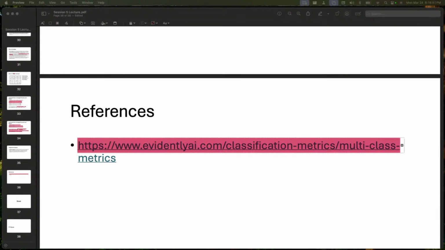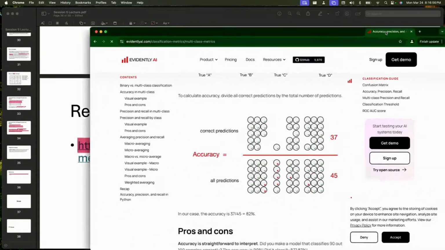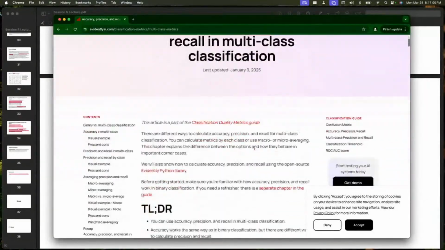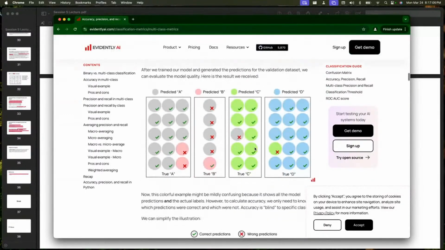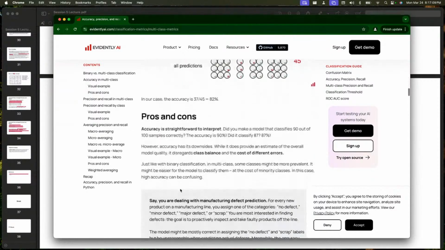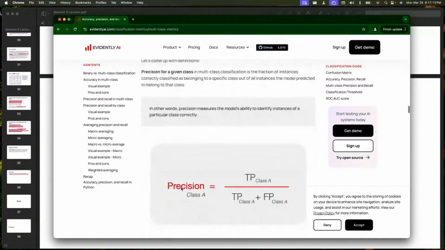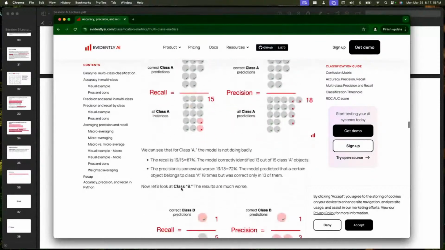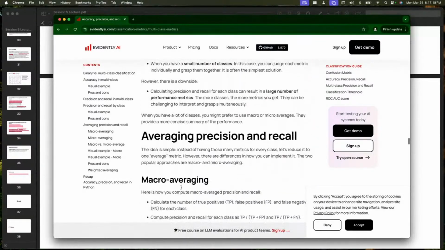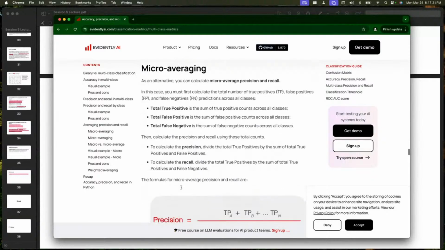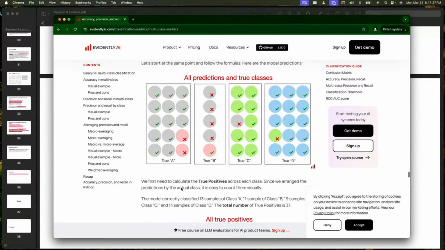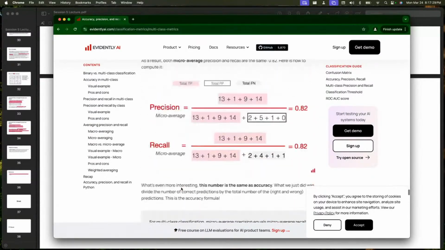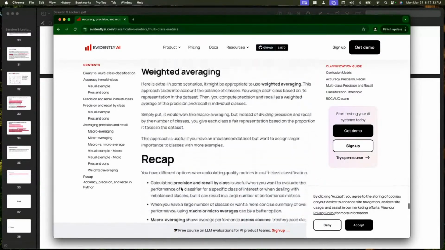Okay, so there's this really great article, and this is credit for all the images I'm using here. Really great article on accuracy, precision, recall. They have some good visual representations in here, pros and cons. They talk about multi-class classification, precision, recall, and macro averaging, micro averaging, and weighted averaging here.